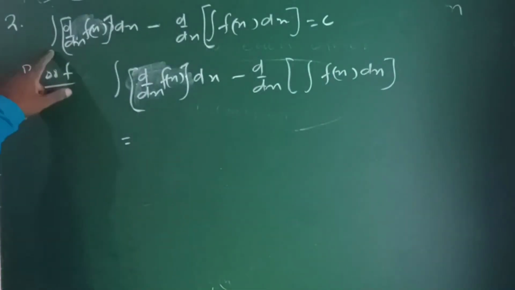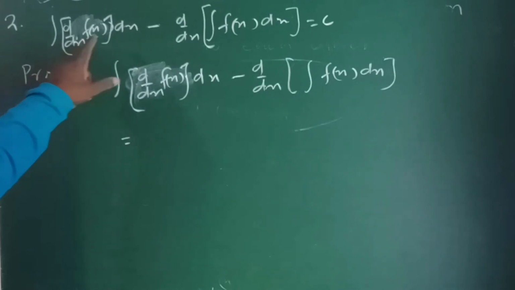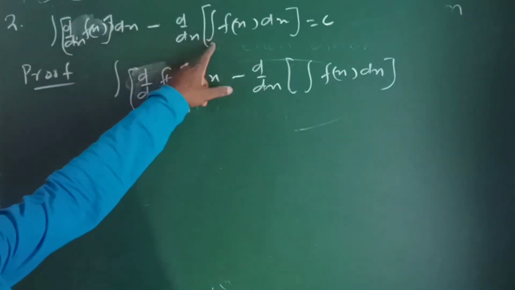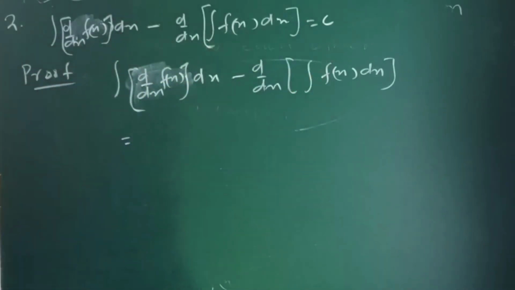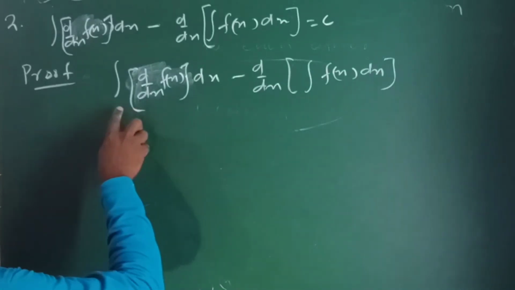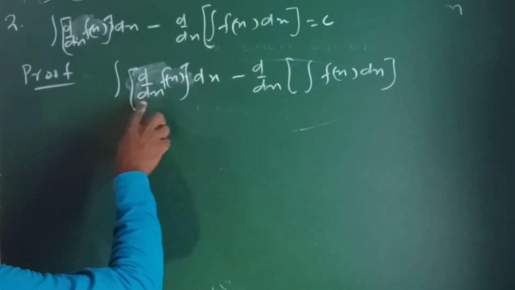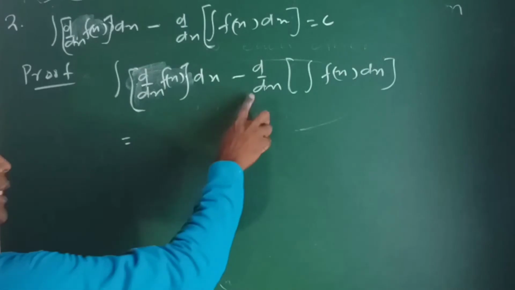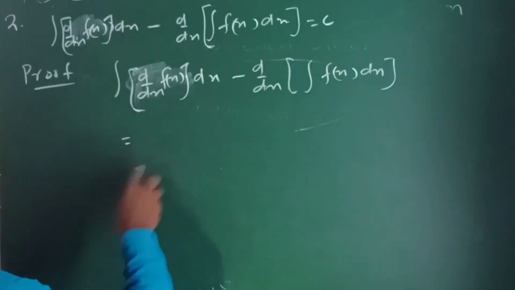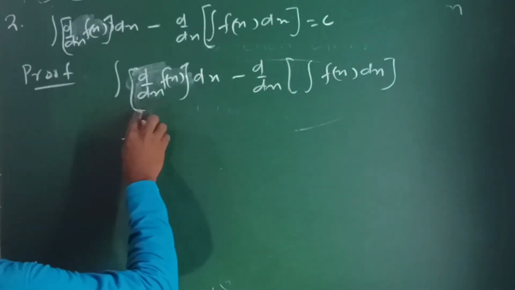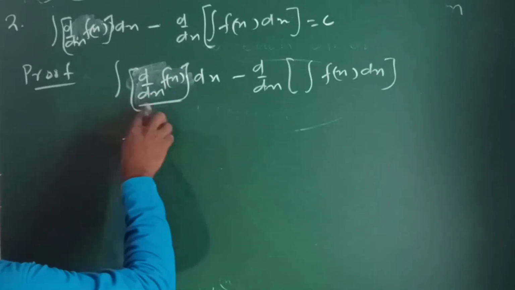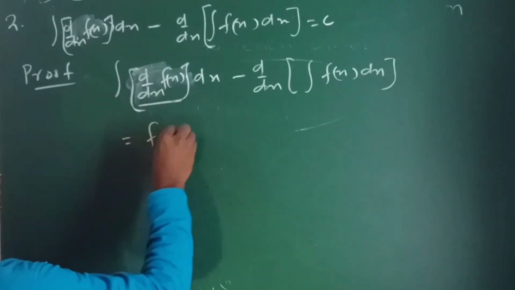Another property: integration of the derivative of a function minus the derivative of the integration of a function is a constant c. How? Look here. Integration of a derivative of a function is the function, derivative of integration of a function is the function. But look here, when we find the integration of this, that means integration of a derivative, this will be f of x.